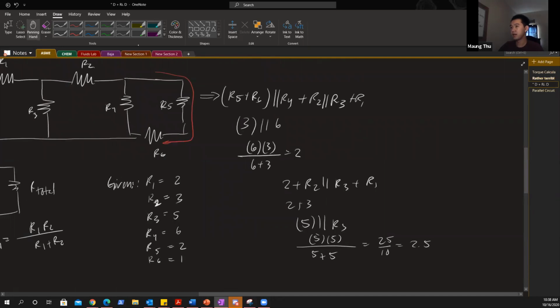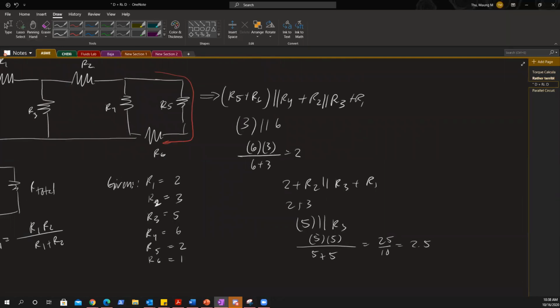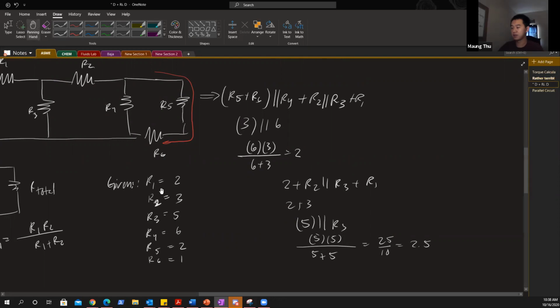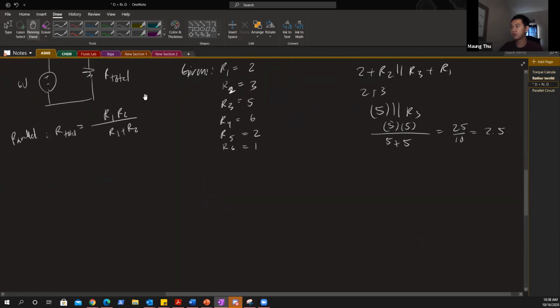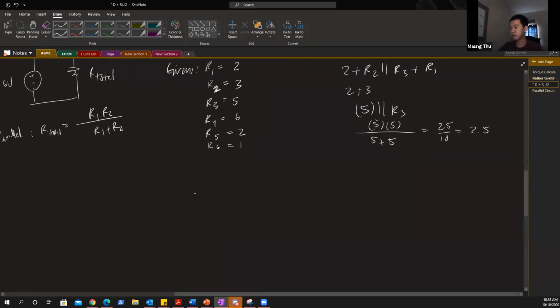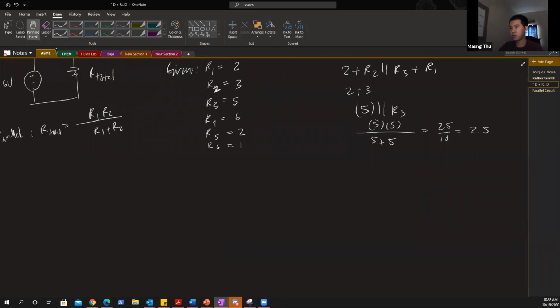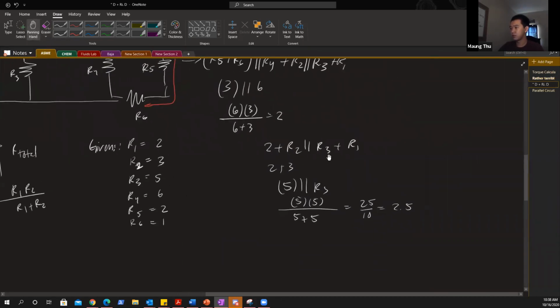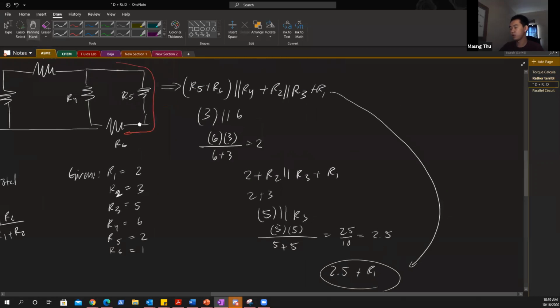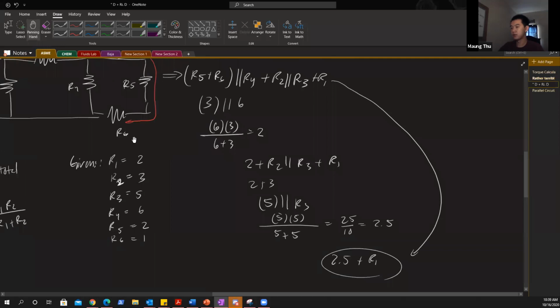Okay, so right now, what you have is a circuit that looks like this. Now that we've broken it down so much, it's going to look like this. Remember that we just solved for this, so this is what we have right now. We have 2.5 plus R1. This is what we got to. We got from here to here. We got from there to here.